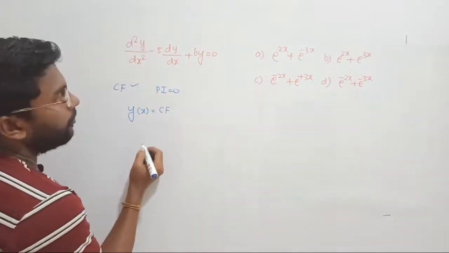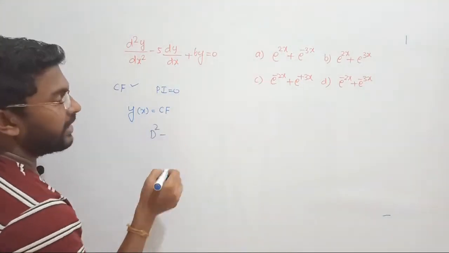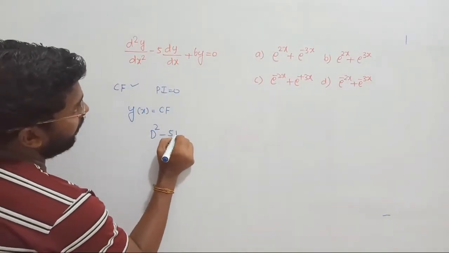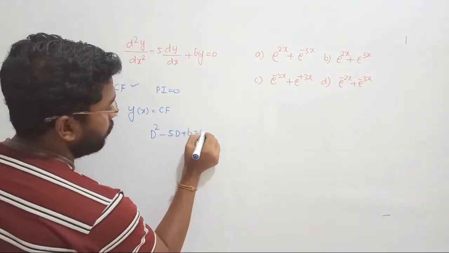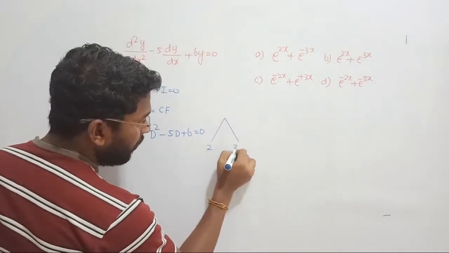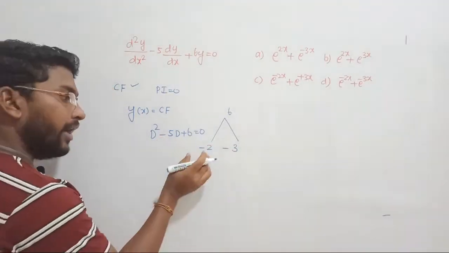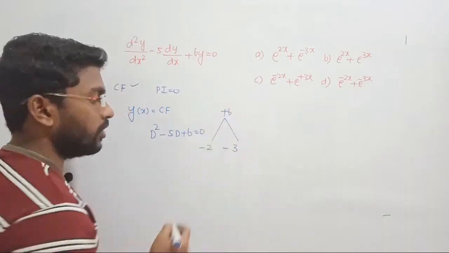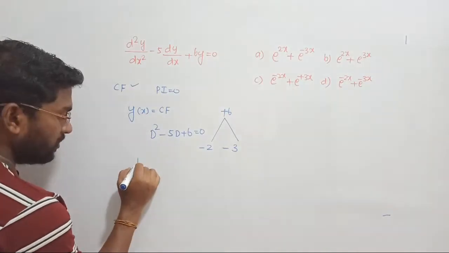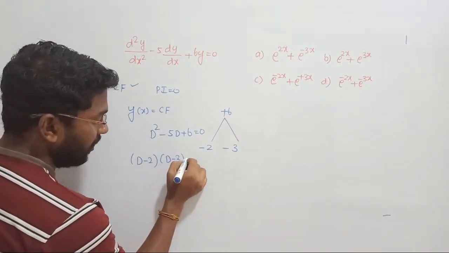In order to find the complementary function, we should write the characteristic equation of the differential equation. That is D square minus 5D plus 6 equal to 0. Can you break the roots directly? Why not? 2 into 3 will give you 6, but I need minus 5, so I am putting minus 2 and minus 3. Minus 2 into minus 3 also gives plus 6, and minus 2 plus minus 3 gives minus 5, so the equation can be broken as (D minus 2) into (D minus 3) equal to 0.